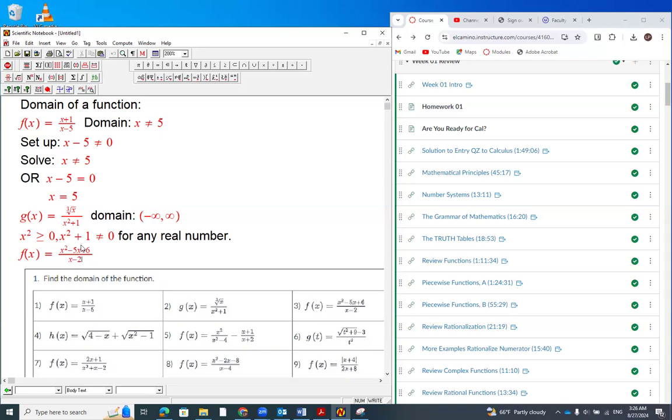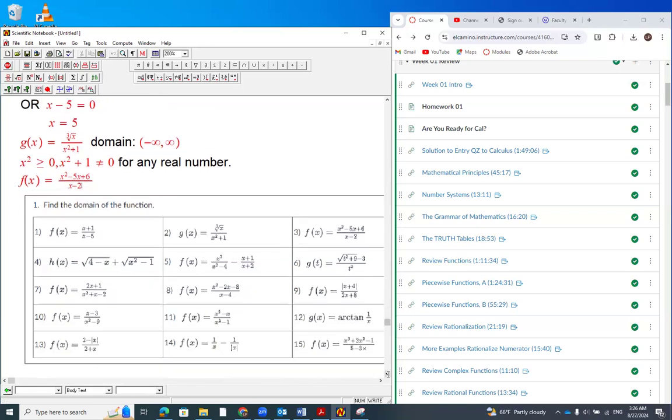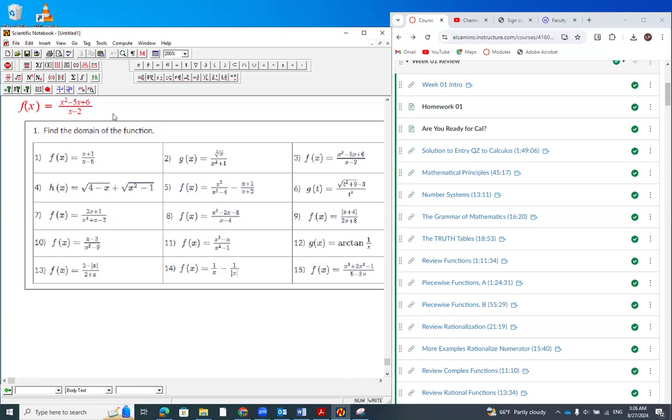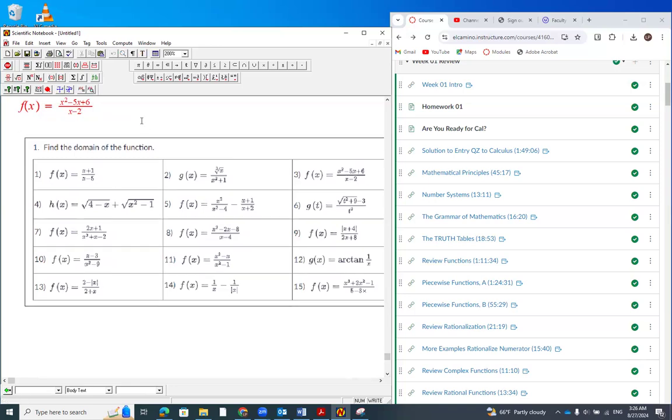So x minus 2 in the denominator. Once again, we have a polynomial in the numerator, we have a polynomial in the denominator. And so we should set up the denominator not equal to 0. Then you say, hey, wait a minute. I can factor the numerator, right? I can factor the numerator.